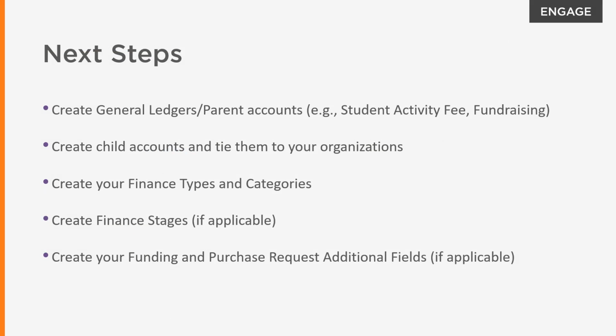We have a few next steps for you that you'll want to make sure you take action on as you're getting ready to launch the organization accounting module within your platform. First, you want to make sure to create general ledger or parent accounts. This can be things like the student activity fee or a fundraising account. You want to create child accounts and tie them to each of your organizations that will be using the accounting platform. You'll then want to create your finance types and categories. You'll create finance stages if applicable, and then you'll create your funding and purchase request additional fields, again, if applicable.